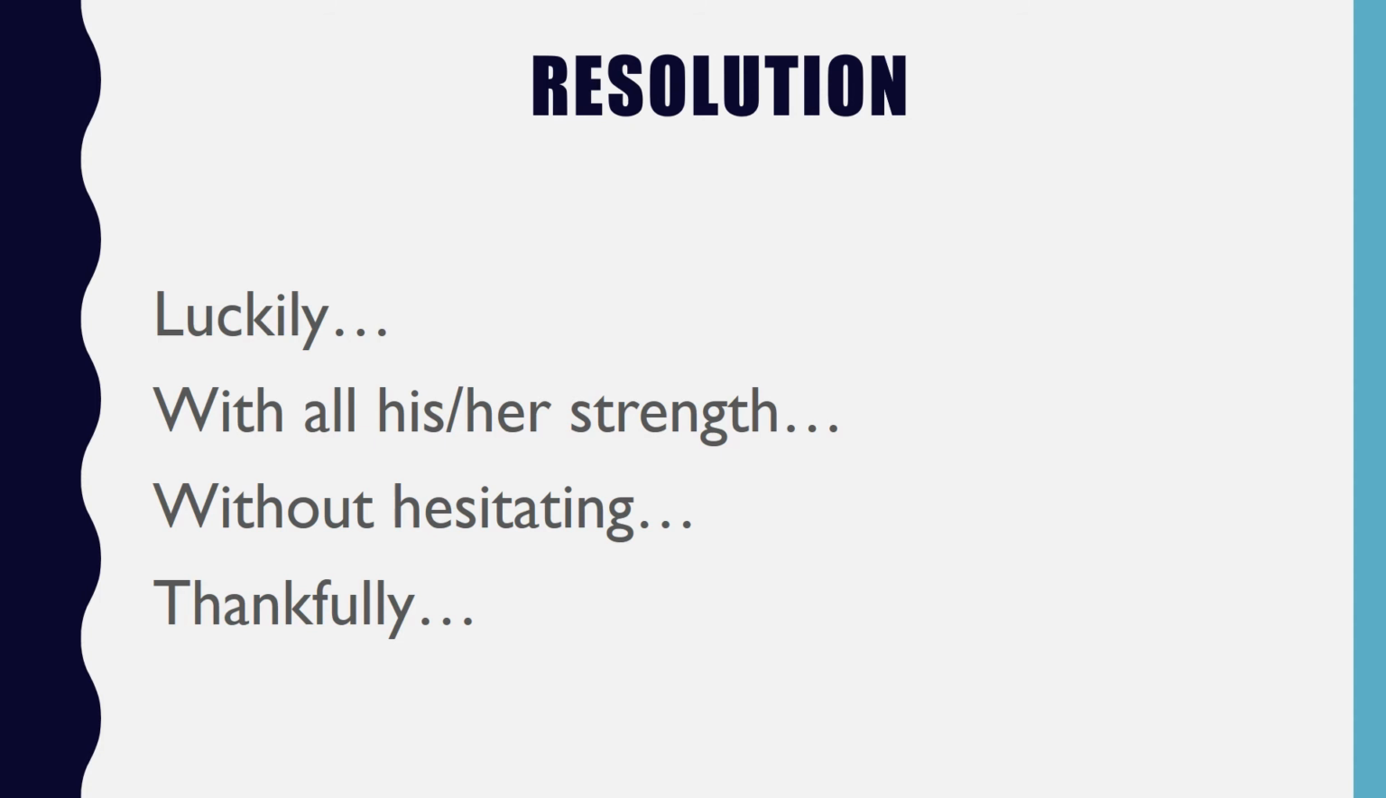Again, you're going to think about which one's going to work with your story so far, and or which one you like best. For me, I liked without hesitating because I thought, if he's going to solve this problem, he's going to have to act quickly. He can't wait around. Things have got to be dealt with immediately. All right? With all his strength might have worked there as well, and luckily and thankfully could have worked. But without hesitating is what I've chosen.